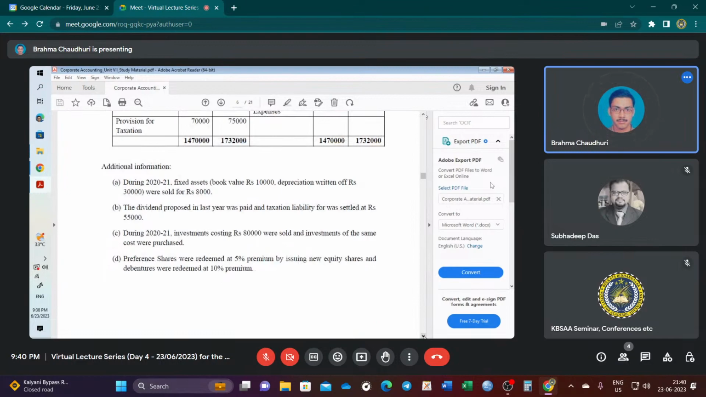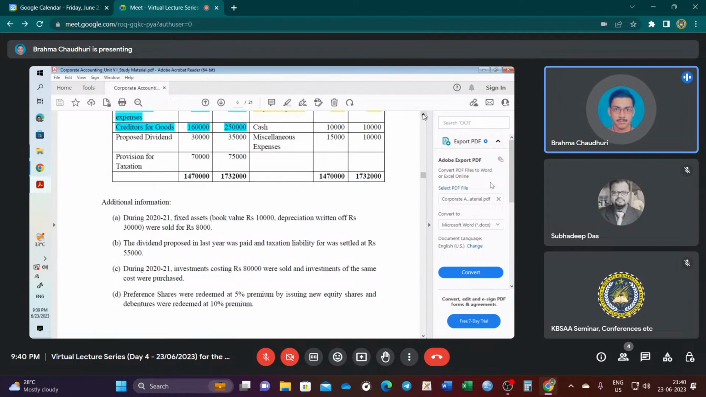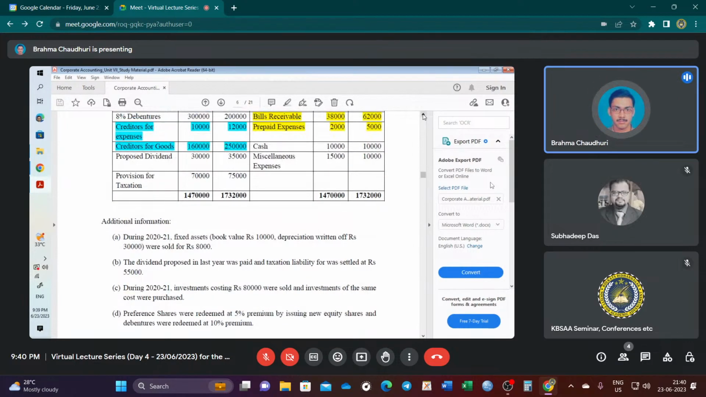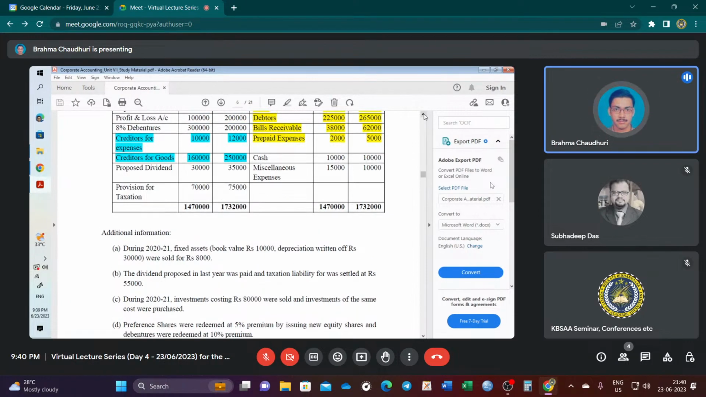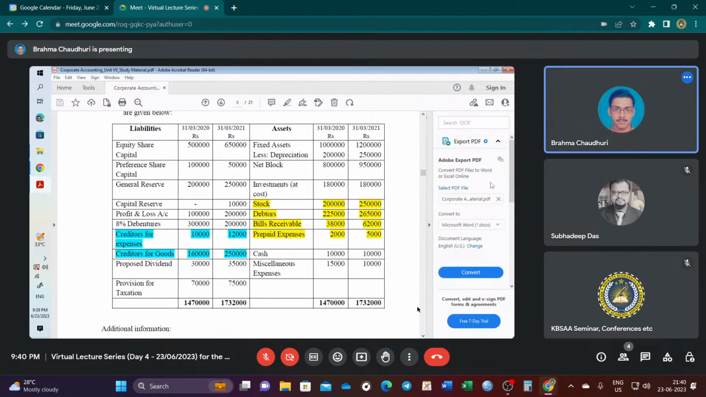Similarly, the problem also states that during 2021, investments costing rupees 80,000 were sold and investments of the same cost were purchased. So we can show it under the investment account, and there may or may not be any profit involved. So we will just have to show this transaction under the investment account.